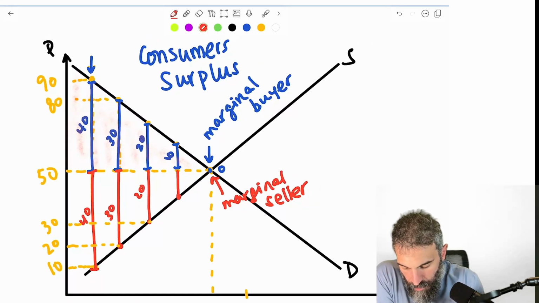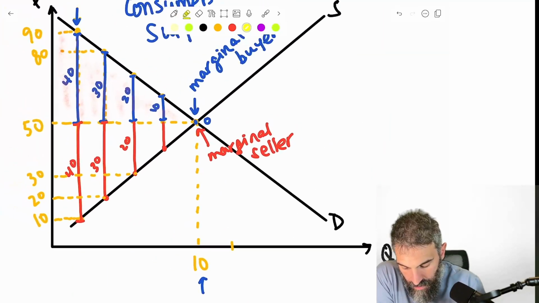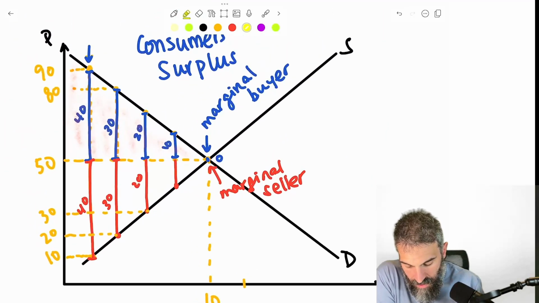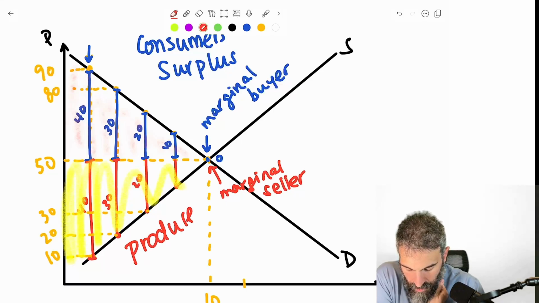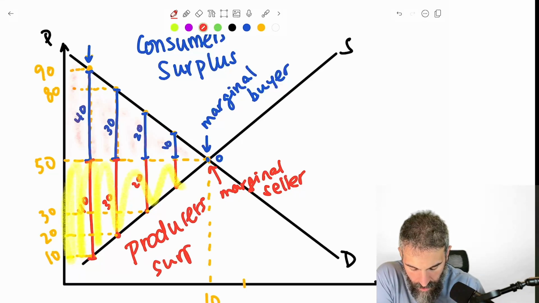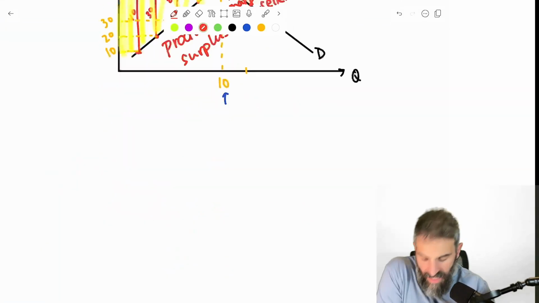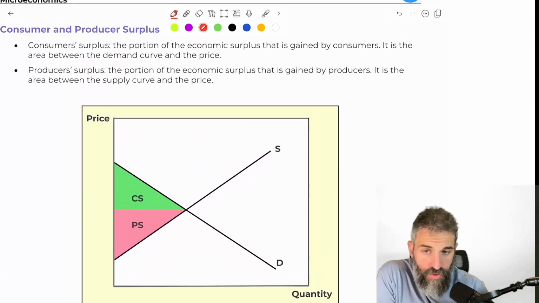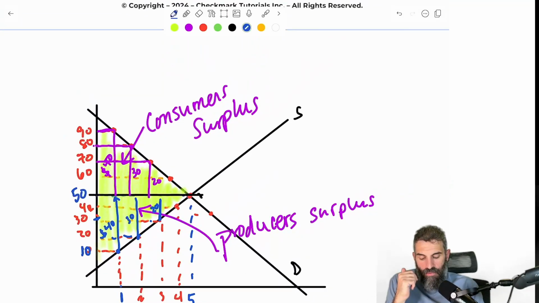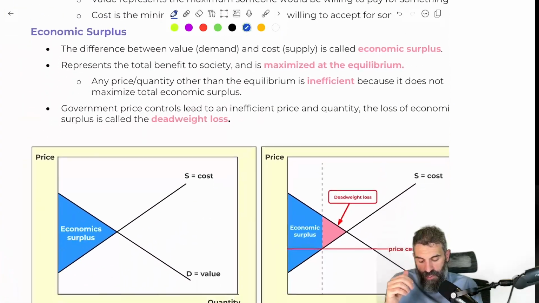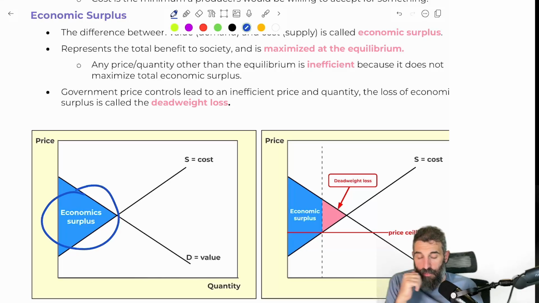So this bottom half here is what we call the producer's surplus. And I actually have all this written here, by the way. Producer surplus, consumer surplus. And when you combine consumer and producer surplus, you get the total economic surplus.